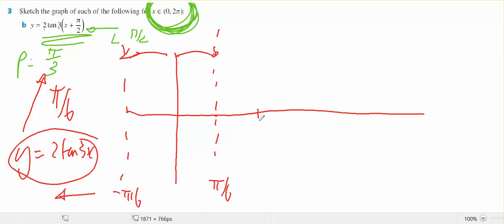Pi on 6, that's 2 pi on 6, that's 3 pi on 6, that's 4 pi on 6, that's 5 pi on 6, that's 6 pi on 6. So only going up to pi at the moment. So I have an asymptote here, and I have an asymptote here.